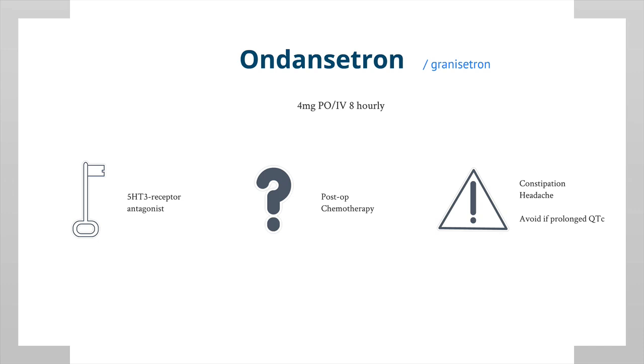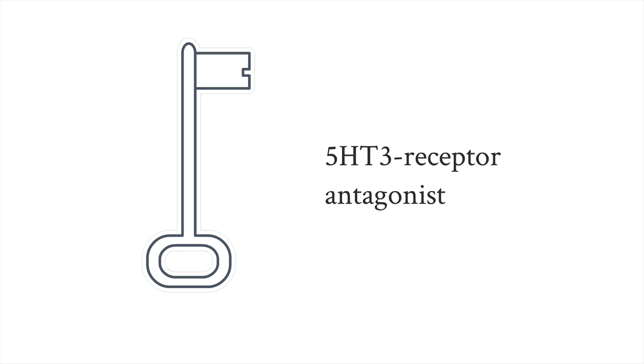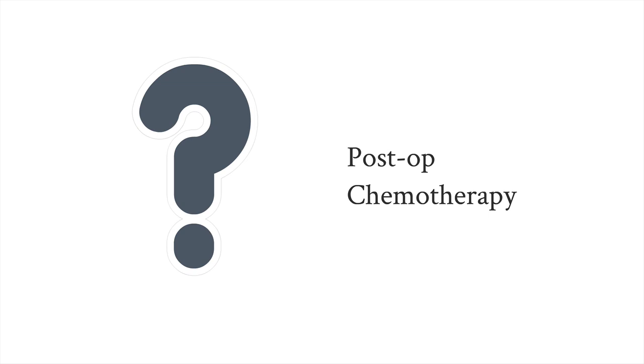Okay, let's move on now to our final antiemetic, and perhaps the most powerful one. This is ondansetron, which is given at a dose of 4 milligrams, PO or IV, 8 hourly or TDS. How does it work? It works on serotonin. It's a 5-HT3 receptor antagonist. When do we use it?